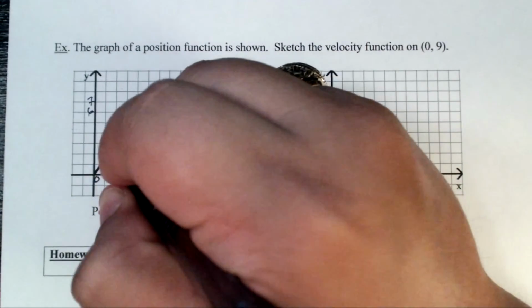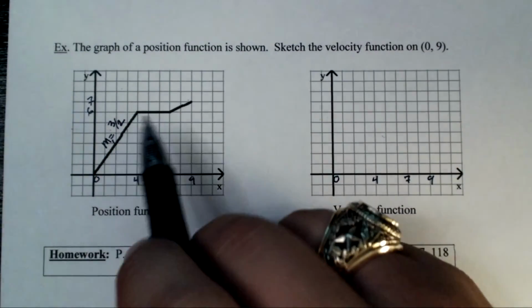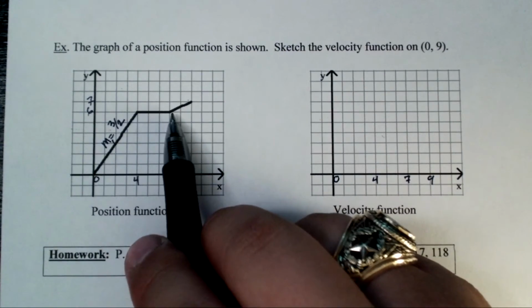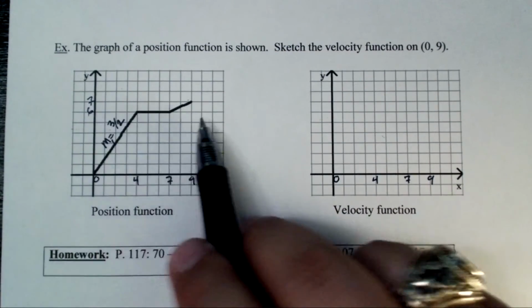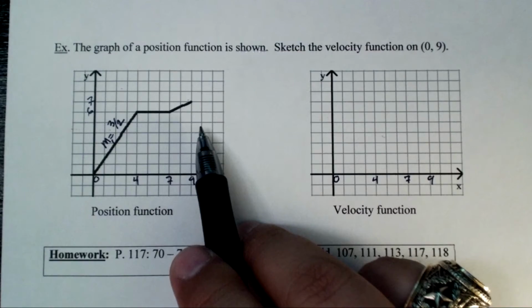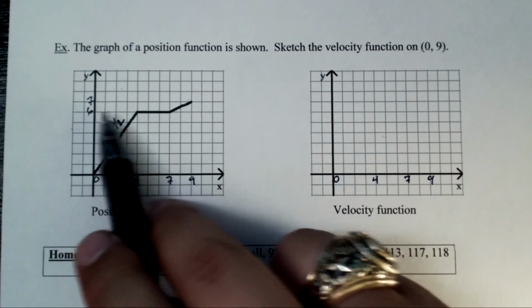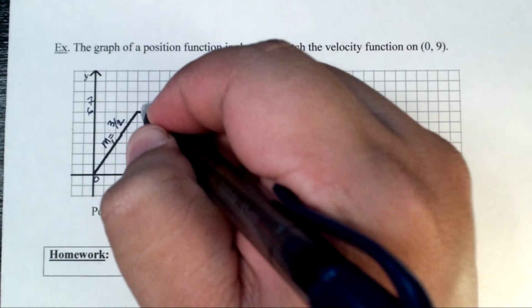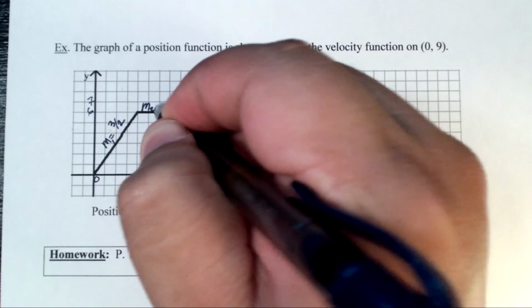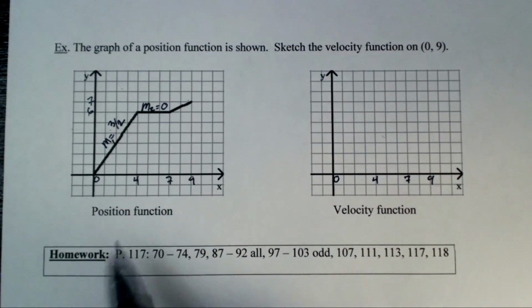And we'll call this slope 1. Now our slope along this point from 4 to 7, the slope of that tangent line is going to be the same as the slope of this line, which is a slope of 0. Okay, so slope number 2 is 0.